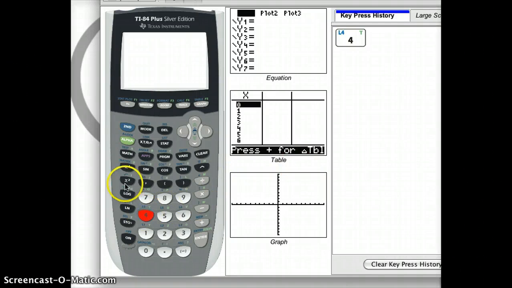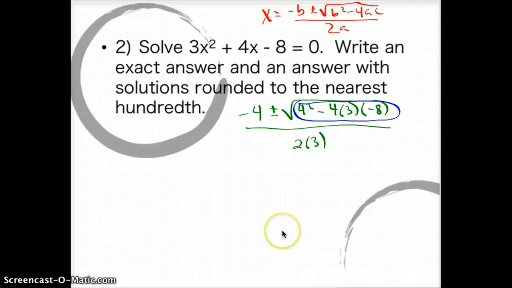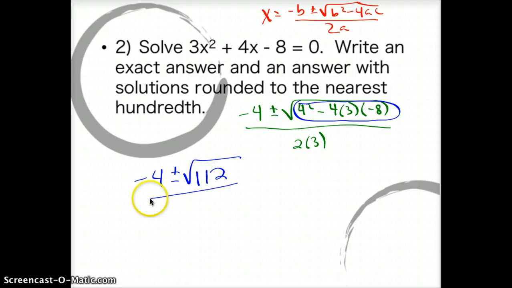So 4 squared minus 4 times 3, you can just hit times 3, that's fine, times negative 8. If you put it all in at once, these calculators will do the order of operations. So that's 112. Then you're going to write it like this: negative 4 plus or minus the square root of 112, over 6. And then we're going to solve these both ways.